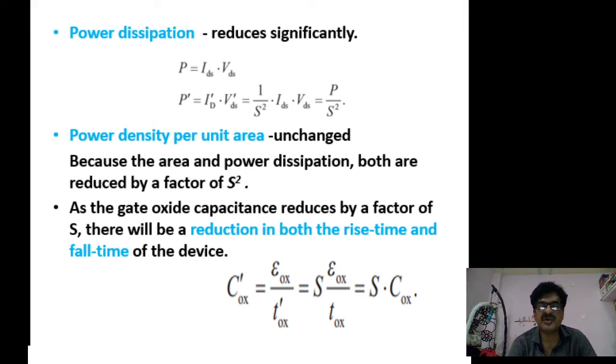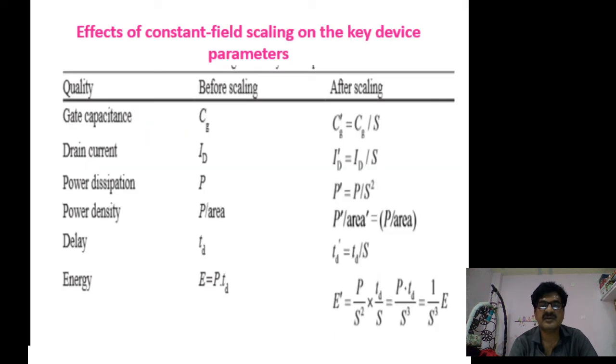Coming to power dissipation per unit area, or power density, it is unchanged. No change means that whatever power density we have before scaling, we can expect the same amount of power density after scaling. And what about gate capacitance? The gate capacitance value is decreased by a factor S. Now this is the table representing the effect of constant field scaling on device parameters.